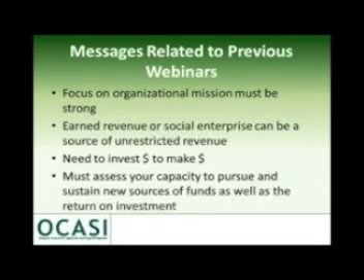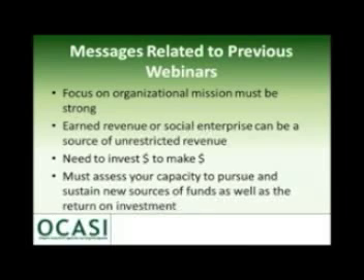One of the other key messages is that earned revenue or social enterprise can be a source of unrestricted income for your organization. By that we mean you don't have to report to various funders for the revenue that you generate through sales of social enterprise. And we'll talk later about how many social enterprises do have to support their social enterprise activity with grants as well, particularly for training components.